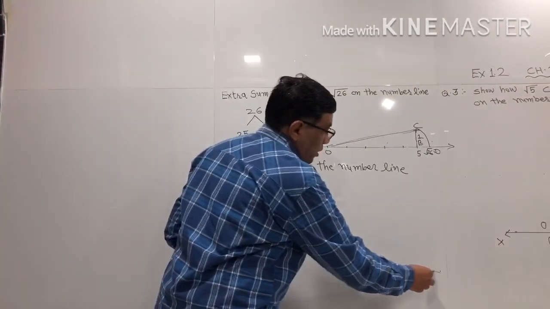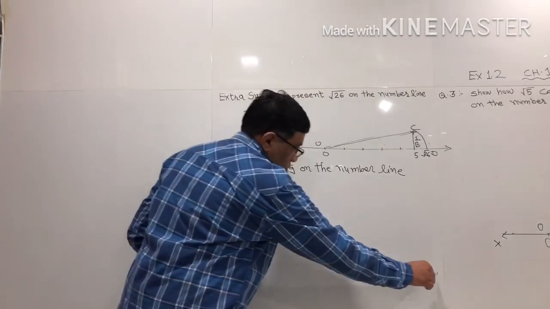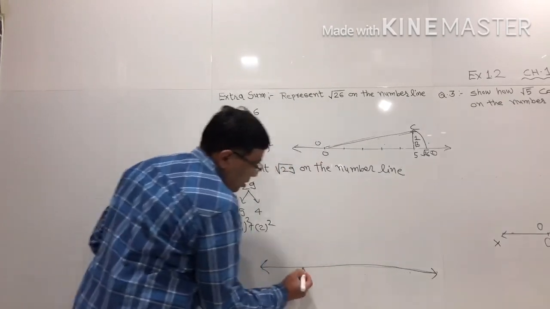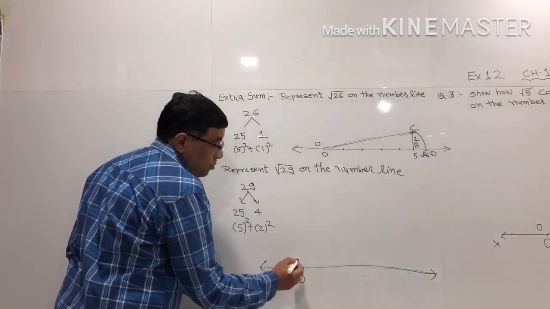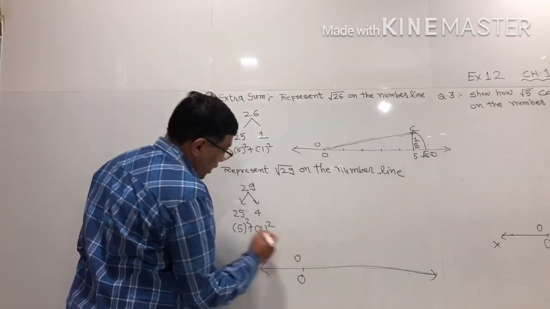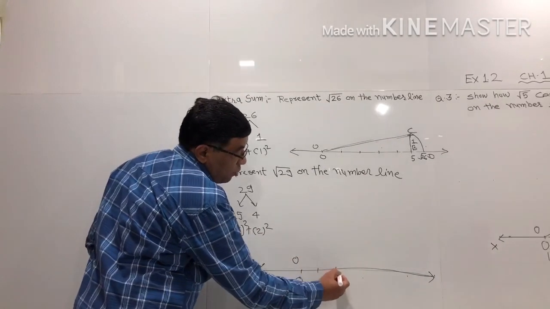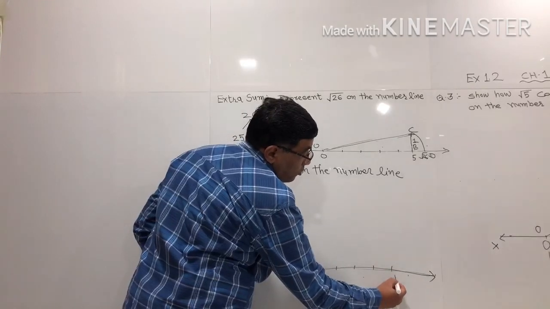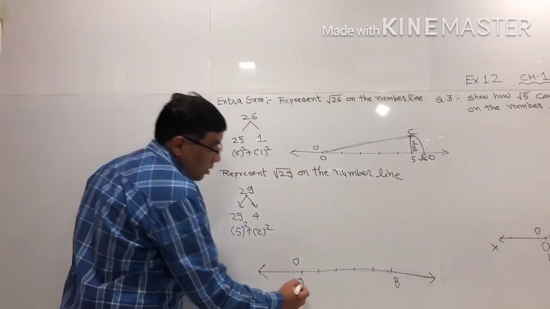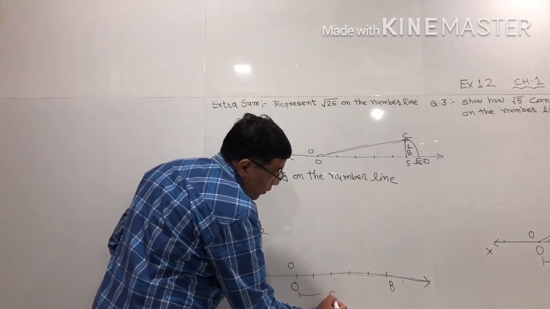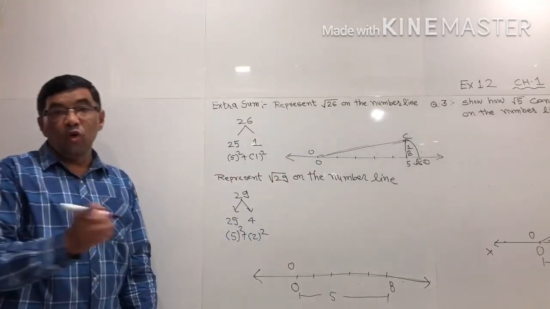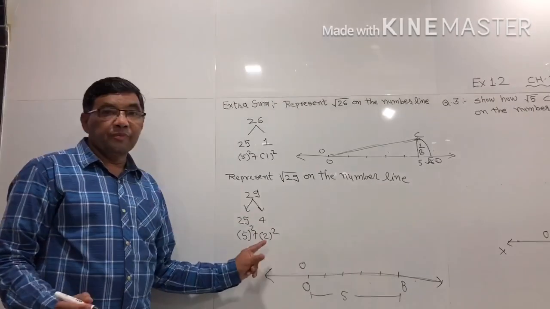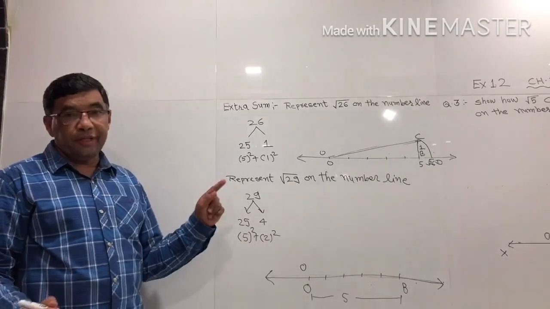So we see it here. First of all, you draw a line, mark O and 0. Then now we have to mark 5 unit, 1, 2, 3, 4 and 5. Here is 5. This point we mark as B. So this OB is now 5 unit. OB we have taken 5 unit. Now BC, we have to take 2 unit.